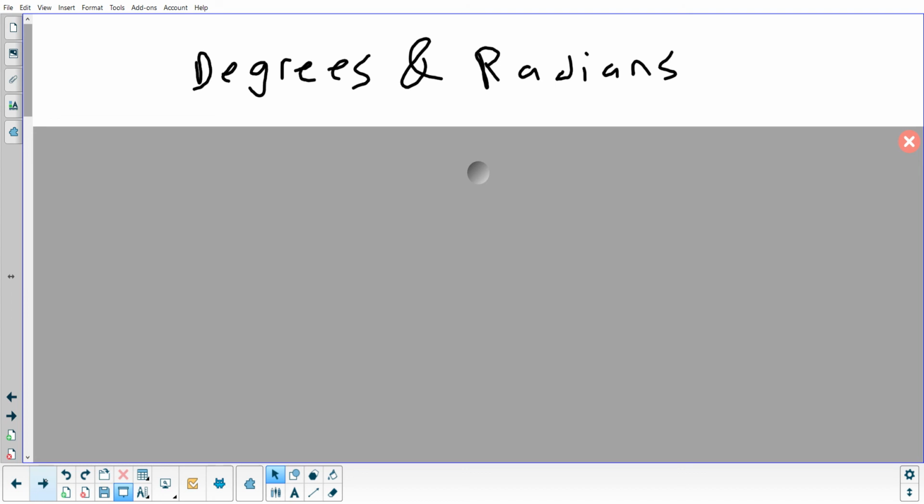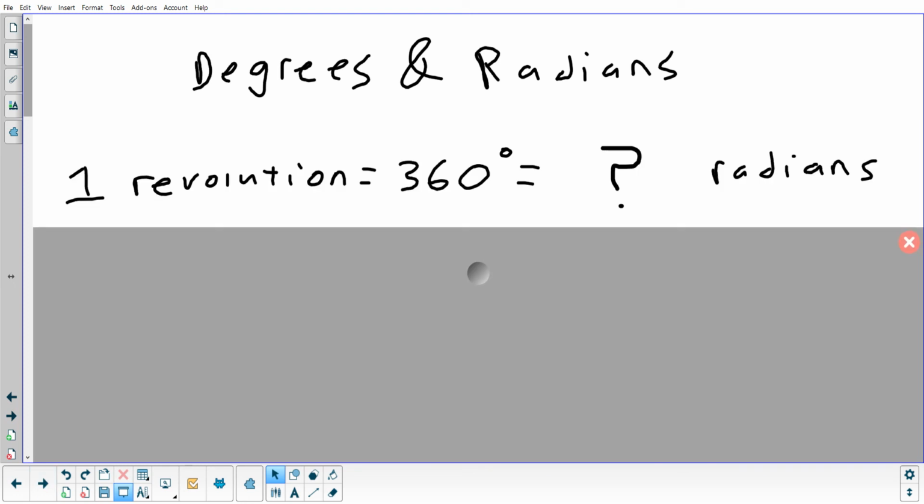All right, let's start with something about degrees and revolutions. I think I said it earlier, but does anybody know how many degrees are in one revolution? How many degrees to go all the way around the circle? Yep, Emma? 360. Right, so one revolution equals 360 degrees. That's a true fact, right? Anybody disagree with that? Okay.